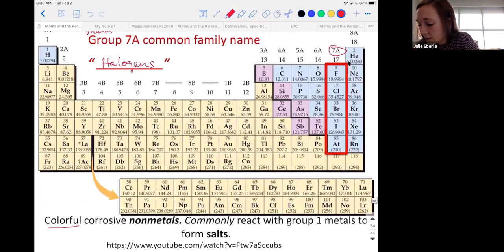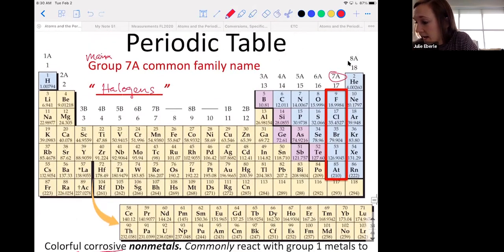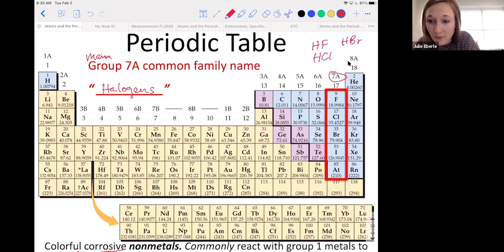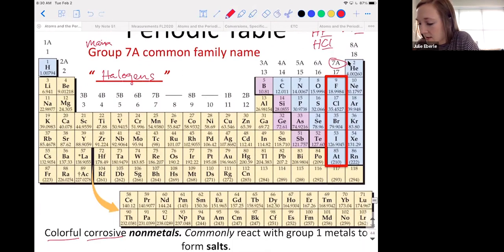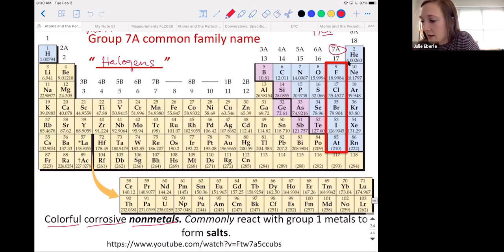These are colorful, okay? They're corrosive. Think about it. When you put a hydrogen with these things, you have a bunch of acids. HF is hydrofluoric acid. HCl, we actually worked with in lab today, hydrochloric acid. HBr is hydrobromic acid. Okay, so these are corrosive. Acids are corrosive, all right? So by nature, these elements eat away at other things. They're non-metals, by the way. So like chlorine at room temperature and naturally is a gas. It's a very toxic gas, chlorine gas.